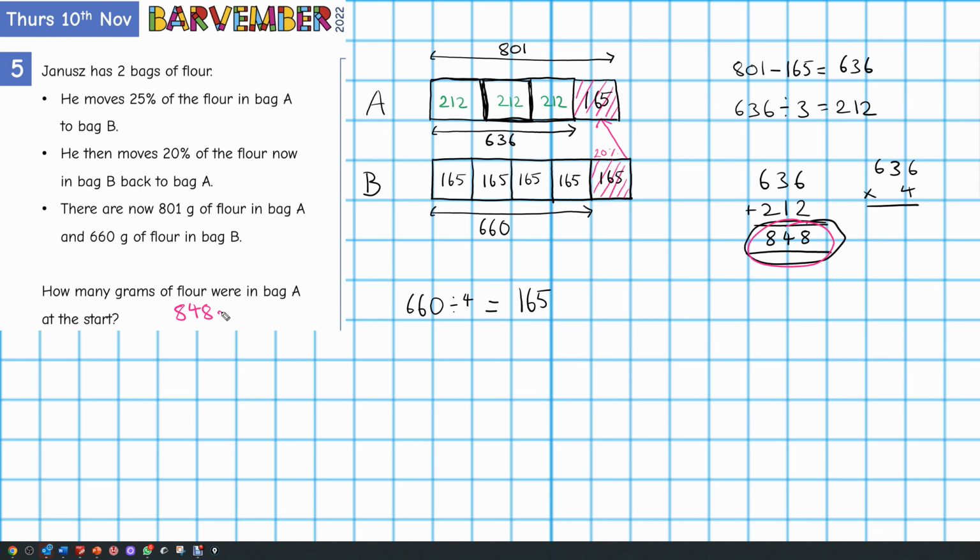848 grams. I hope you followed that. I did quite enjoy that. I think it's one of those puzzles that really shows how powerful a bar model can be, because I couldn't quite see what to do at the beginning. And then once I started drawing it, it did become clear.